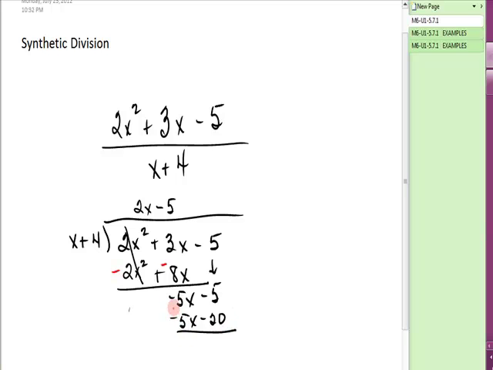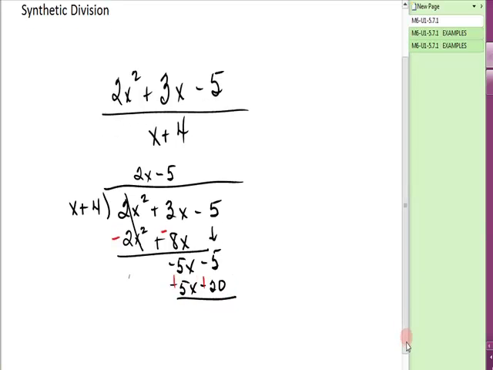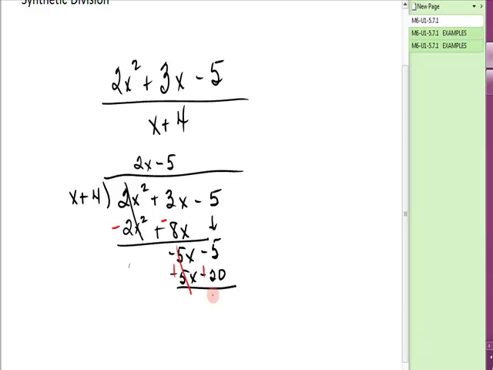Change the signs. And that would be gone, and I would have 15. Whoops, change back. I would have 15, and that would give me a remainder of 15 over x plus 4. Now that's long division.